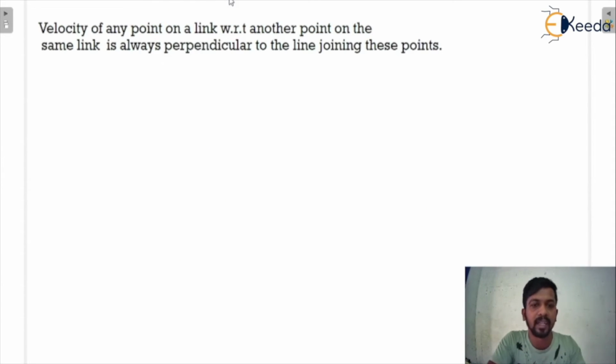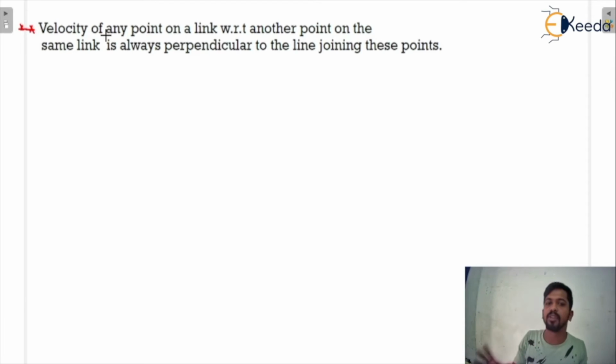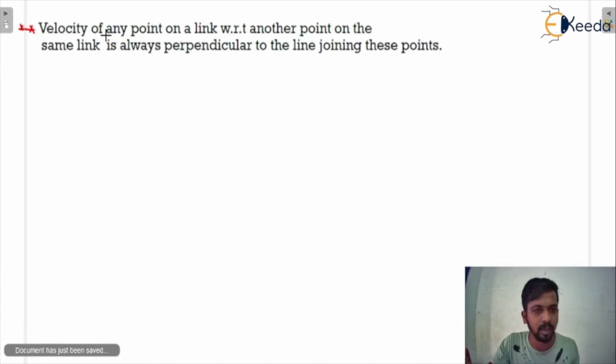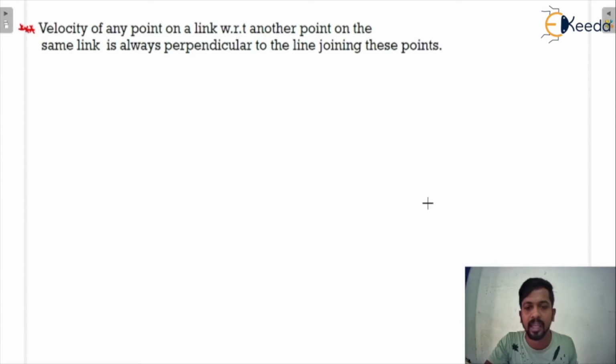So here I am going to write the important statement: velocity at any point on the link with respect to another point on the same link is always perpendicular to the line joining these points. We already discussed it numerically. So the velocity of any point on the link with respect to another point on the same link is always perpendicular to the line joining these two points.